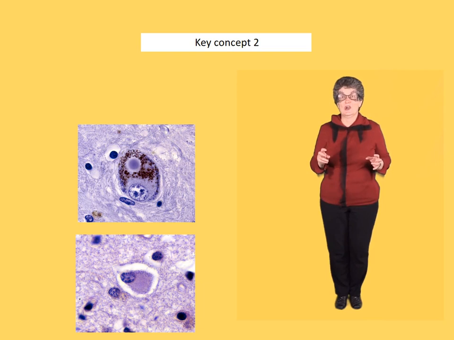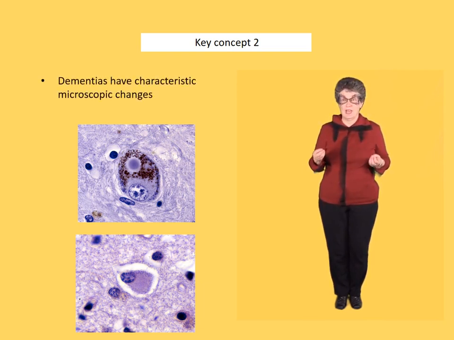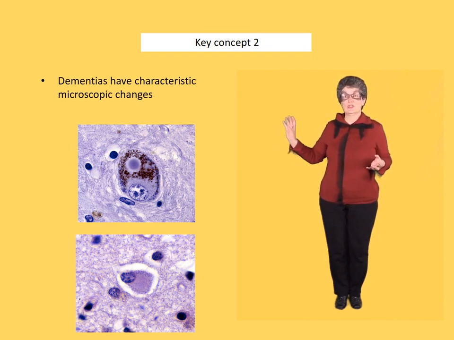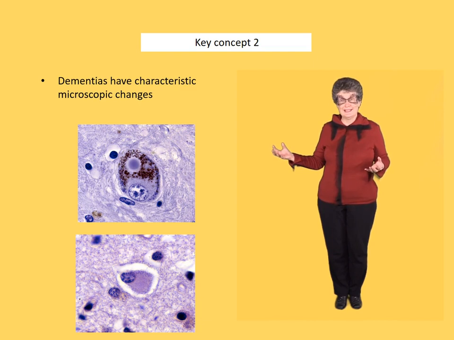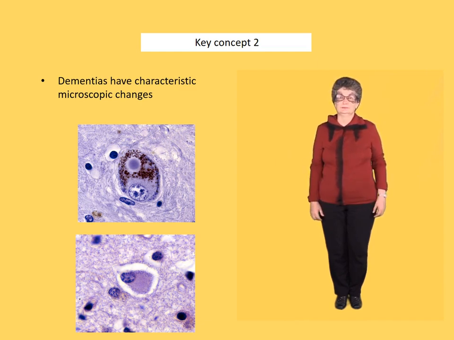The second key concept is that dementias also have characteristic microscopic changes. You can see here on the top the characteristic microscopic change in Parkinson's disease. It's affecting a pigmented neuron, and in the middle there is a Lewy body. The bottom picture shows the characteristic microscopic change in Pick's disease. In that neuron, that kind of swollen look is due to the presence of a Pick body.